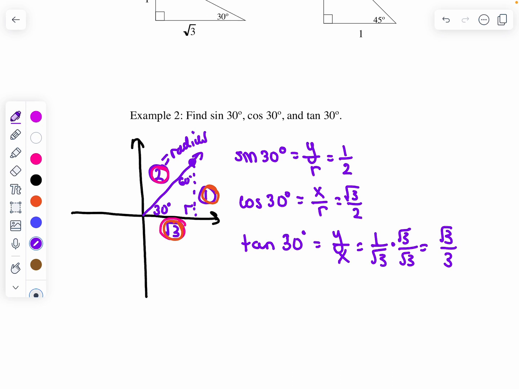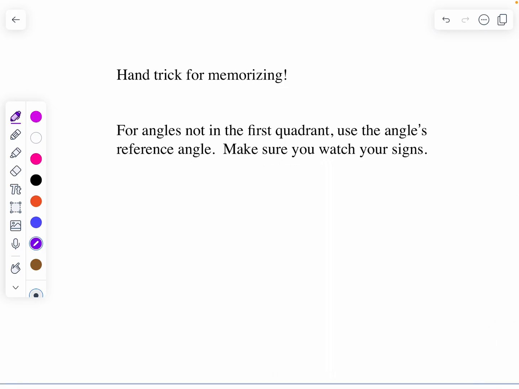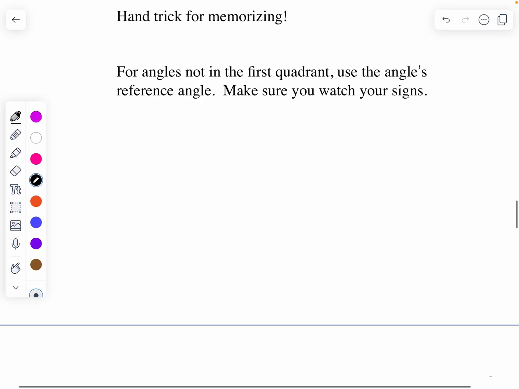Okay, but again, I'd like for you to be able to do these quickly. That's the point. So we're going to have a hand trick for that. I love the hand trick. Hopefully you will as well. So let me just draw you, and then I'll show it to you here, a hand. It says for angles not in the first quadrant, you're going to use the angle's reference angle.